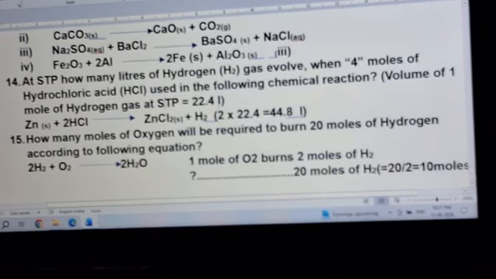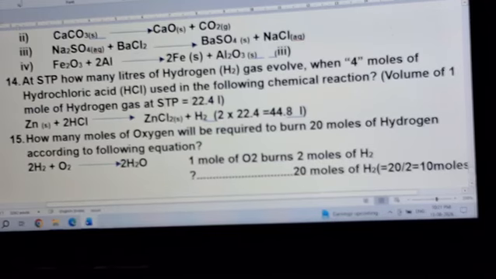Now the question is, at STP, how many liters of hydrogen gas evolved? See here children, 2 hydrogen atoms are evolved here. So 1 mole of hydrogen gas at standard temperature occupies 22.4 liters. Here you have got 2 moles. So here the reaction is 2 into 22.4, that is 44.8 liters.